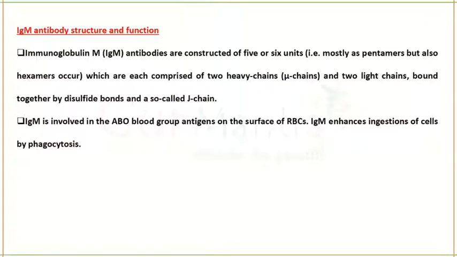The J chain is the link between the monomers. You have pentamers, which means five monomeric units, and the link between them is a disulfide bond, which is called the J chain. IgM is involved in ABO blood group antigens on the surface of RBC. IgM enhances ingestion of cells by phagocytosis.